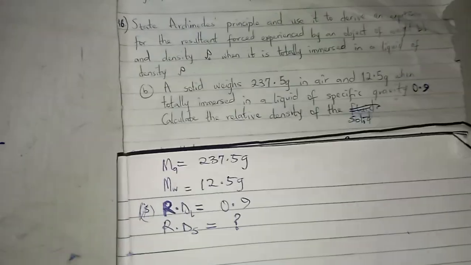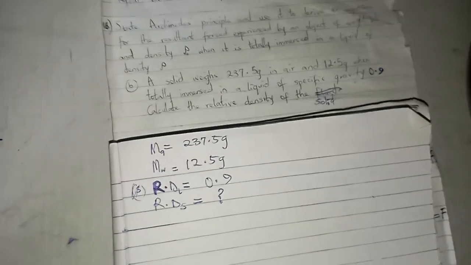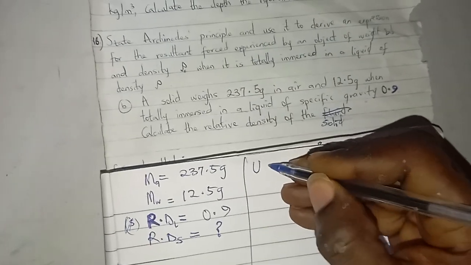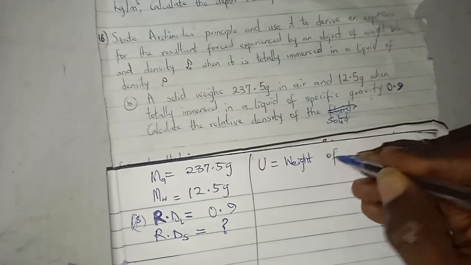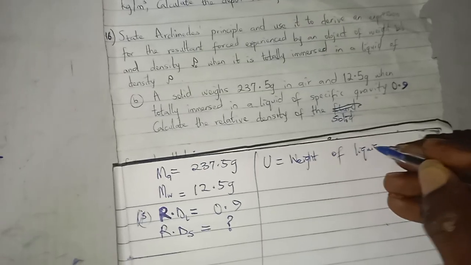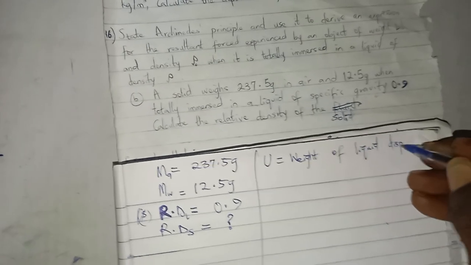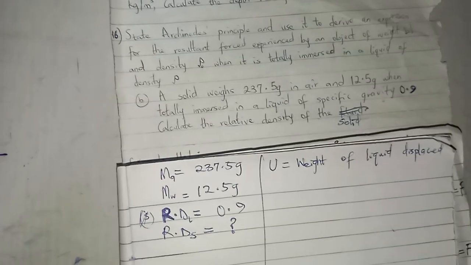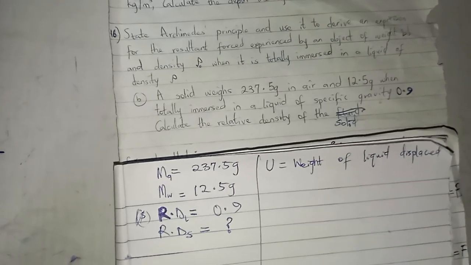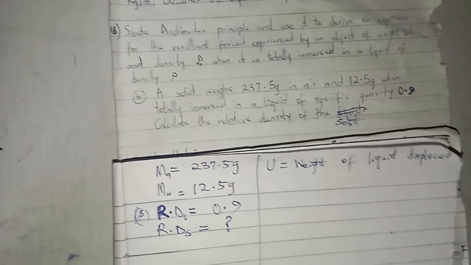So the idea here is to remember first what upthrust is. According to Archimedes, upthrust equals the weight of liquid displaced. So whatever liquid I'm given, in order to find the relative density of that solid, I have to compare it to water after everything.